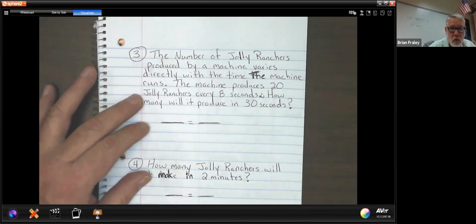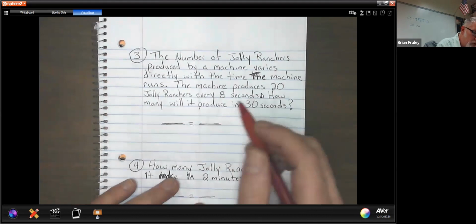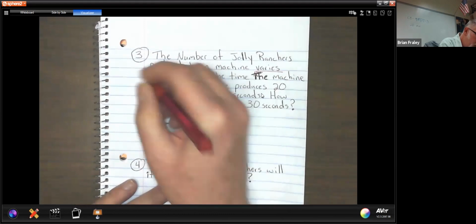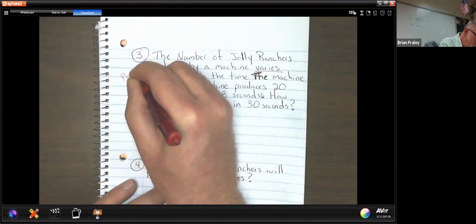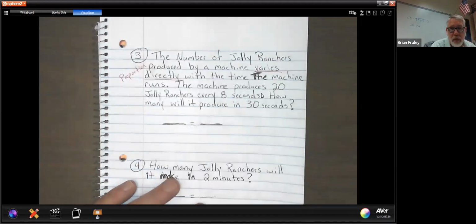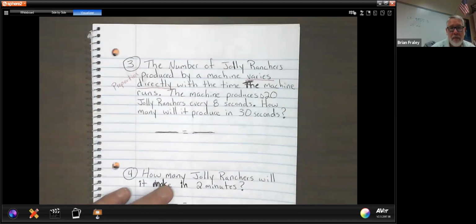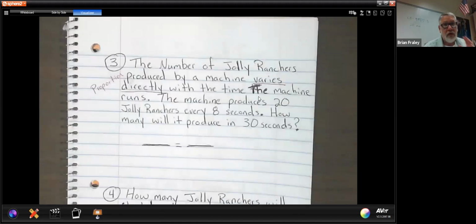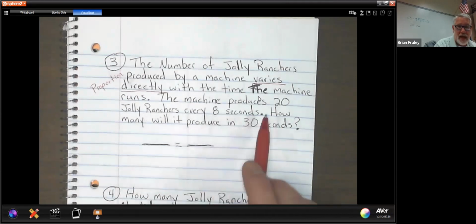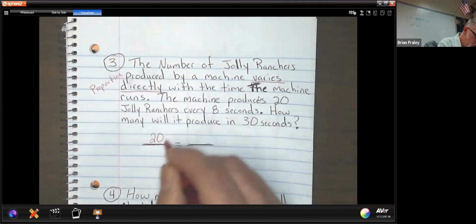The machine produces 20 Jolly Ranchers every 8 seconds. So how many will produce in 30 seconds? I look in my problem and I read varies directly. Anytime I see varies directly, I write the word proportion. And then I set up 2 fraction bars that are equal to each other, okay? Now, I want to find my original 2 numbers or my original rate or relationship. And it says the machine produces 20 Jolly Ranchers every 8 seconds. So 20 over 8.